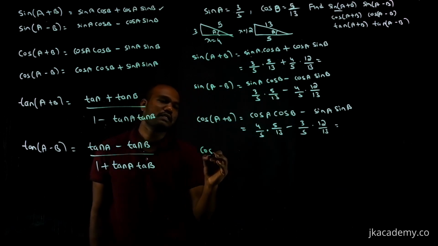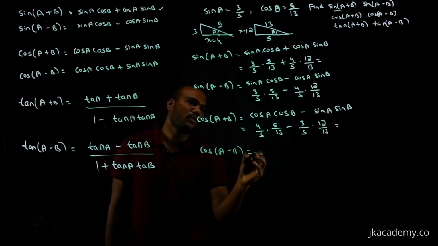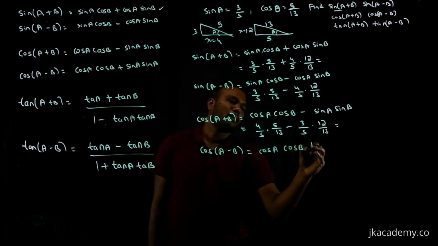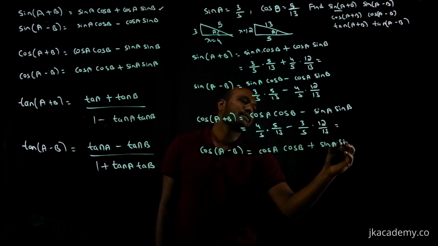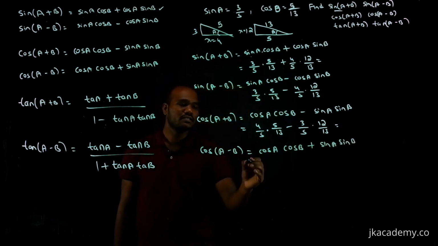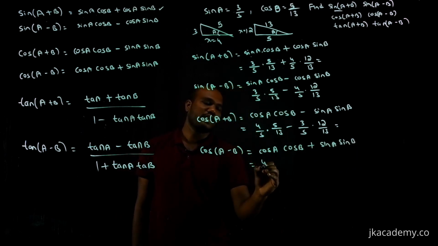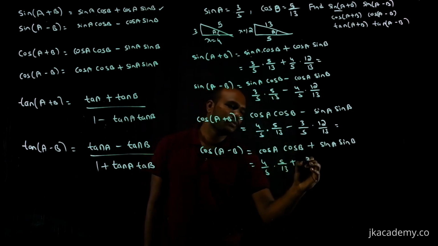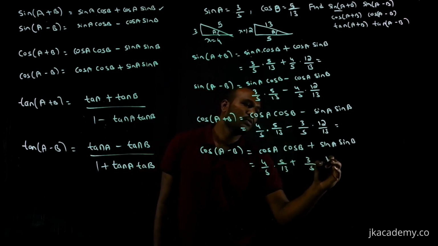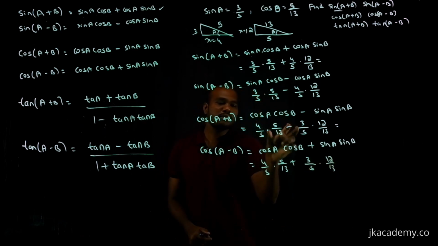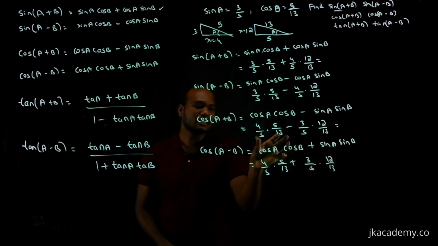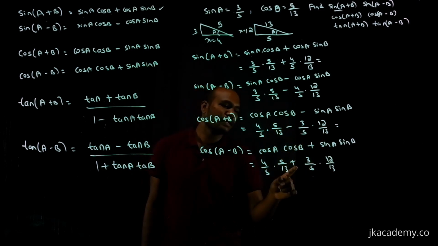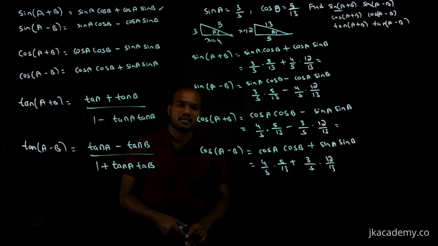In the same case, cos of A minus B, you know how to find it. Again, cos A cos B plus sin A sin B. 4 by 5, everything remains the same. 5 by 13, minus is there, I have to take positive. 3 by 5 into 12 by 13. The same numbers will be here, but where there is a minus we have to take plus. Is that good?